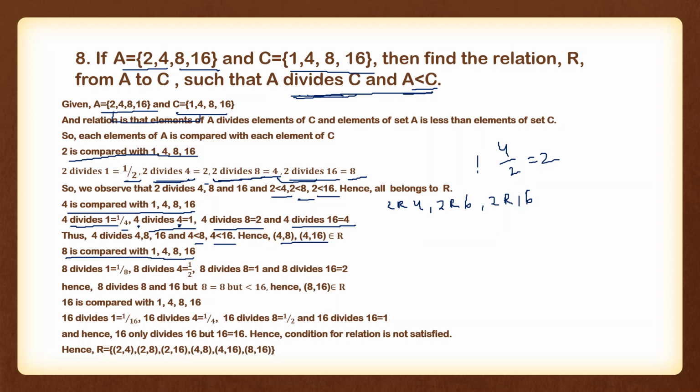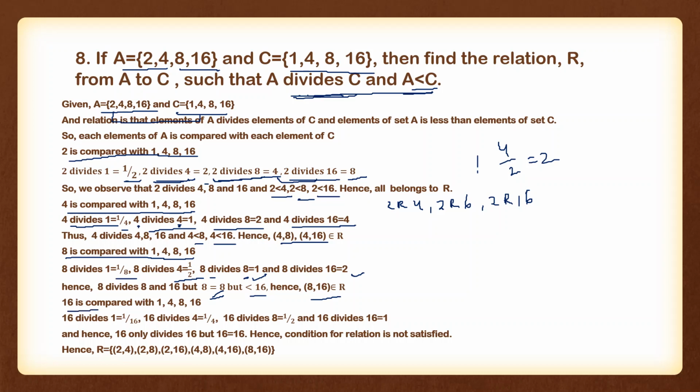Now 8 is compared with 1, 4, 8, 16. So 8 divides 1 gives us 1 by 8. 8 divides 4 gives us 1 by 2. 8 divides 8 will give us 1, and 8 divides 16 will give us 2. So these two are satisfying. But 8 is equal to 8, so we cannot take this, and 8 is less than 16. Both the conditions are satisfied. That means 8 16 belongs to R.